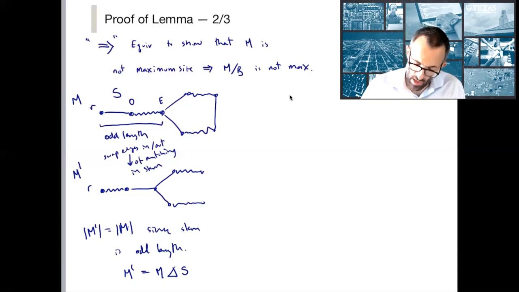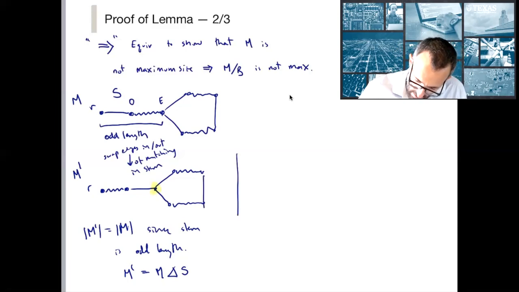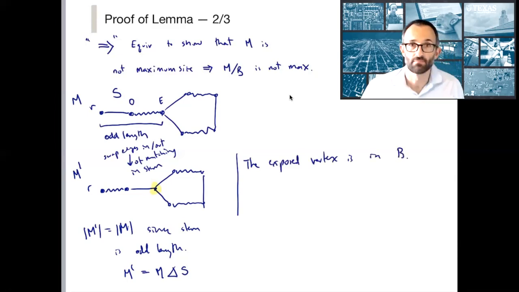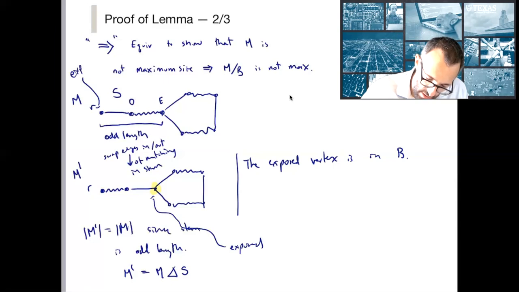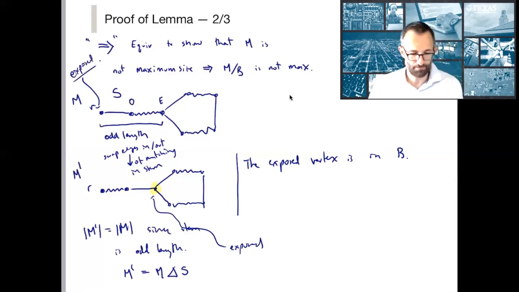Okay, so what has this accomplished? What this has accomplished is that now the exposed vertex is now in the blossom. This is the main thing that I wanted to accomplish. So this is exposed, whereas initially I had R, which was exposed.